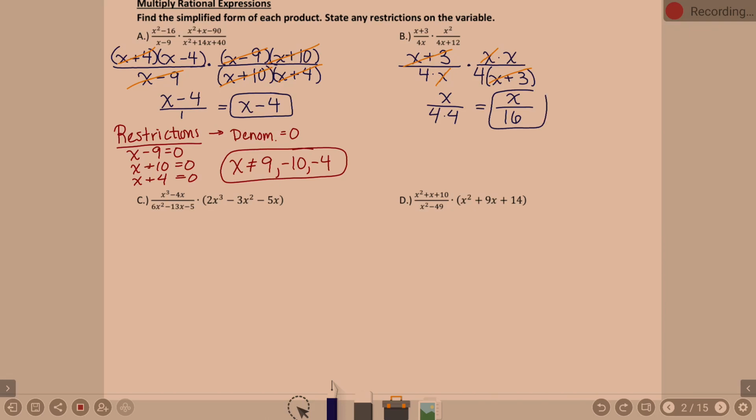Okay, the one thing I'm going to run out of time for: restrictions. What are the pieces that are going to matter? Which way do you guys want to do this? We could say 4x. When you say 4x equals 0, what's going to happen? Divide by 4, and it's going to be x cannot equal 0. And what's the other piece that matters? X plus 3. So x cannot equal 0 and negative 3.